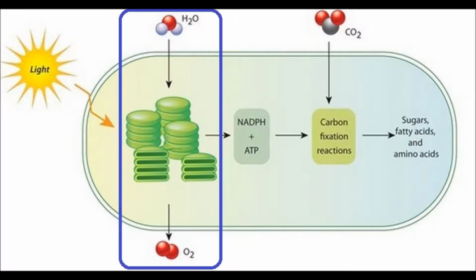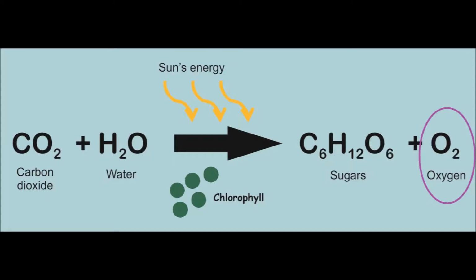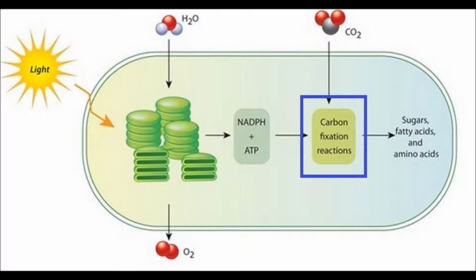Meanwhile, each chlorophyll molecule replaces its lost electron with an electron from water. This process essentially splits water molecules to produce oxygen. This is the oxygen that is a product generated after photosynthesis has occurred.